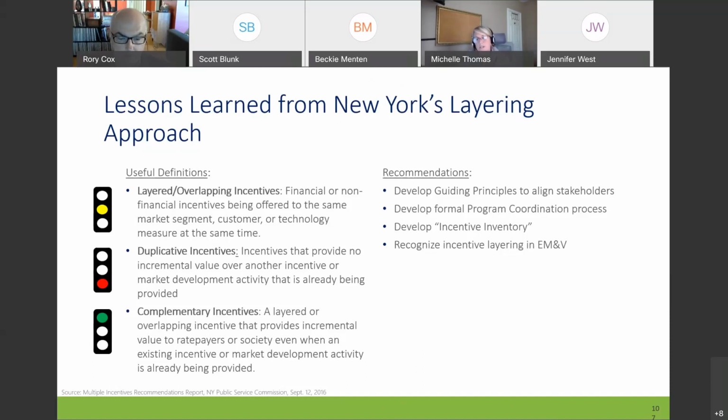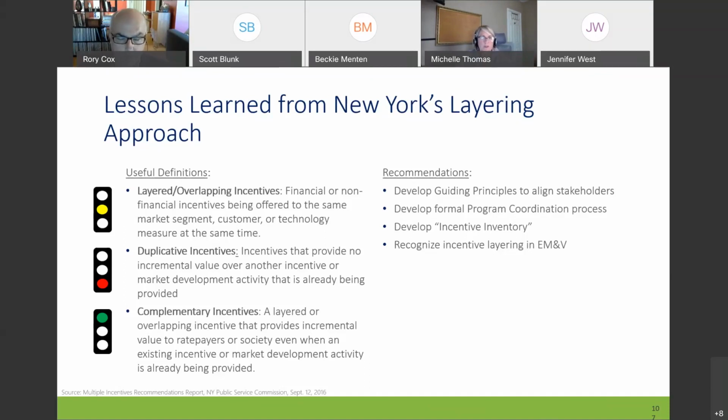They were primarily focused on EE and DR, but that was primarily their goal. And I think at one point they stated that they had 13 PAs at one time that they were evaluating. And ultimately the deliverable was a multiple incentives recommendation report, which is essentially the incentive layering framework recommendation. And so we leveraged some useful definitions and recommendations from that report.